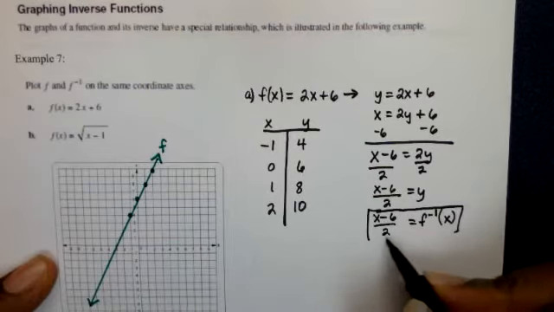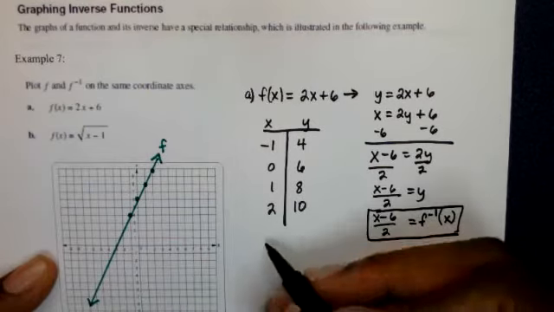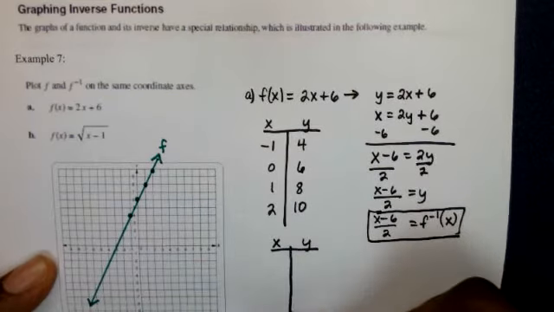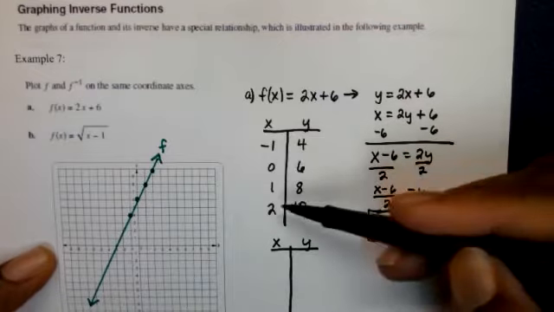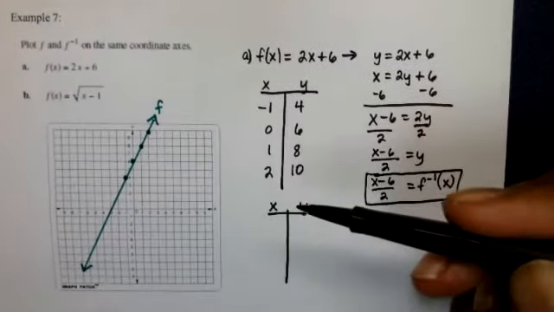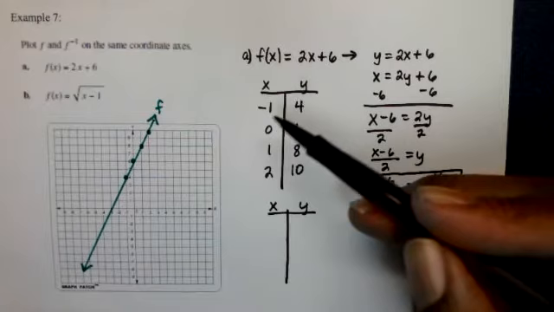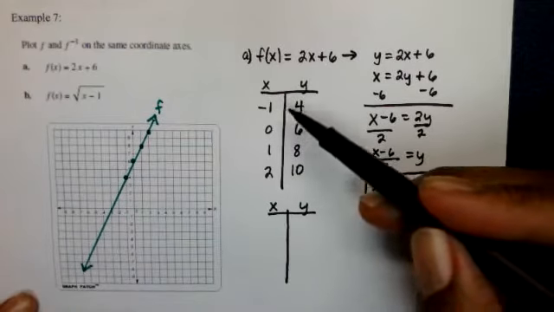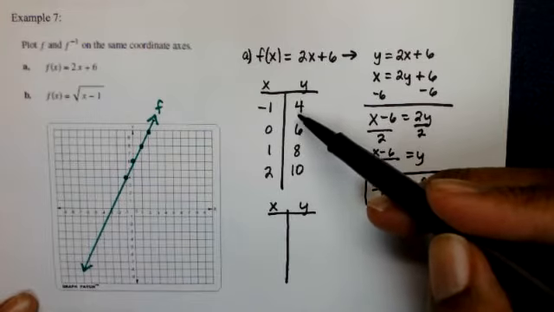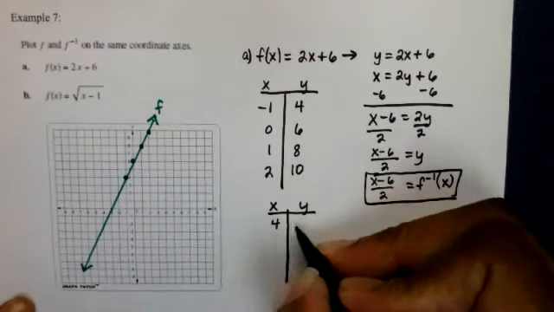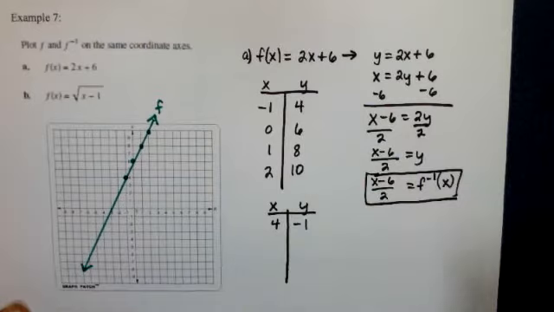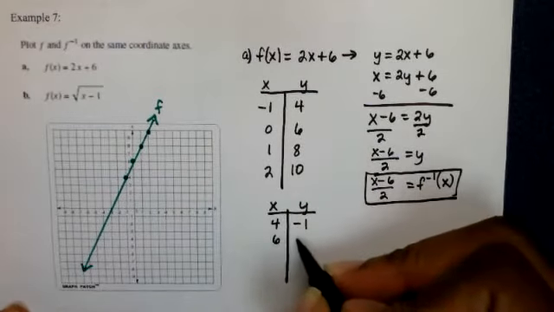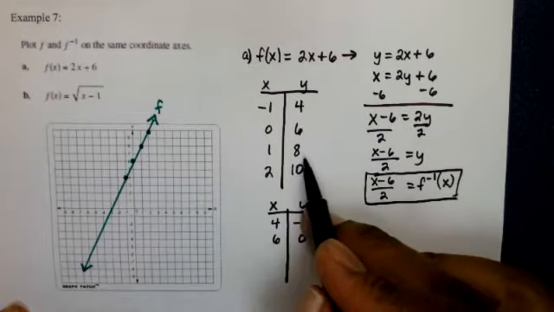That's what f inverse of x is. Now, to get the ordered pairs for the inverse function, if you look at your ordered pairs for f of x, all we have to do is interchange x and y. Interchange your x and your y coordinates. So for -1, 4, it will be 4, -1. And for 0, 6, if we interchange those ordered pairs, it will be 6, 0.